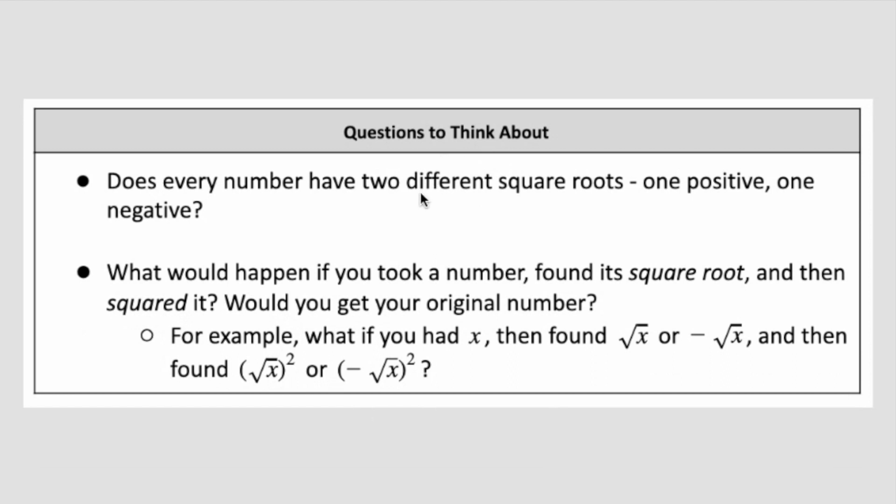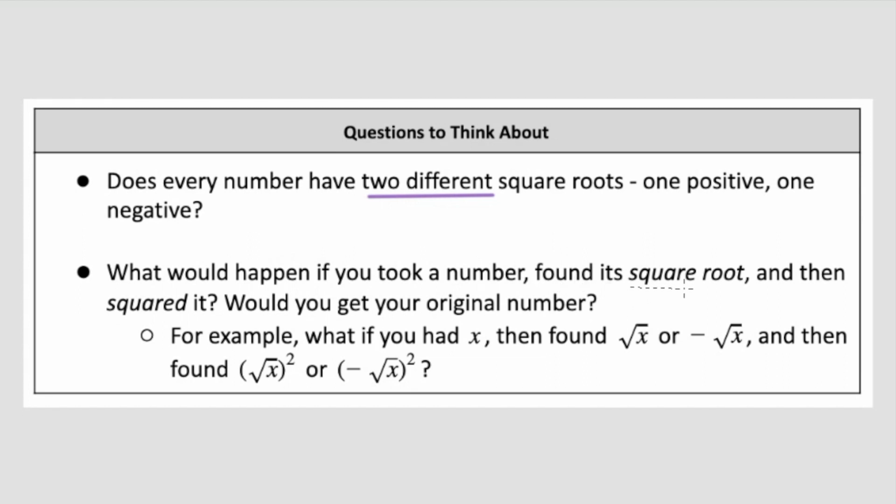Now, instead of a review, I'm just going to give you some questions to think about. Does every number have two different square roots, one positive and one negative? We know that that's the case for every positive number. Is this the case for every number? Like 0, for example, or a negative number.